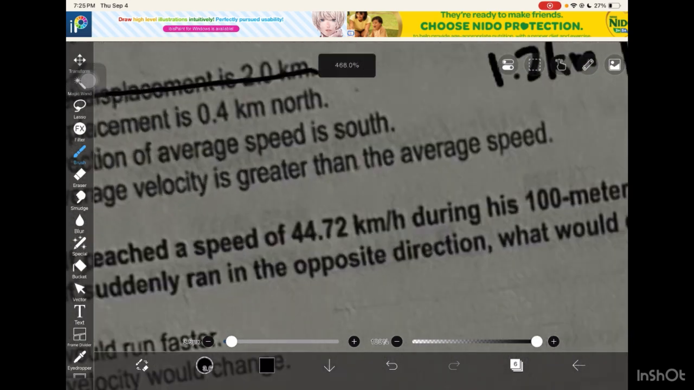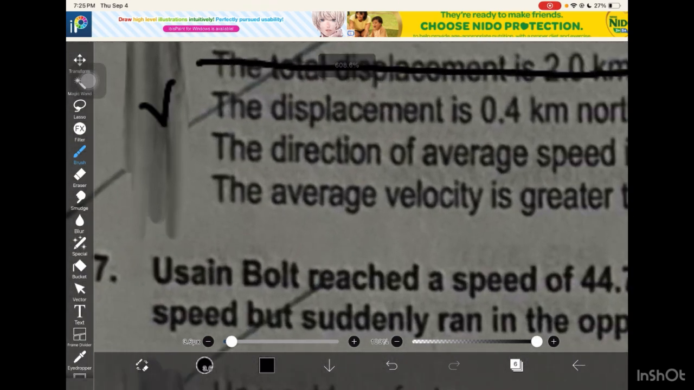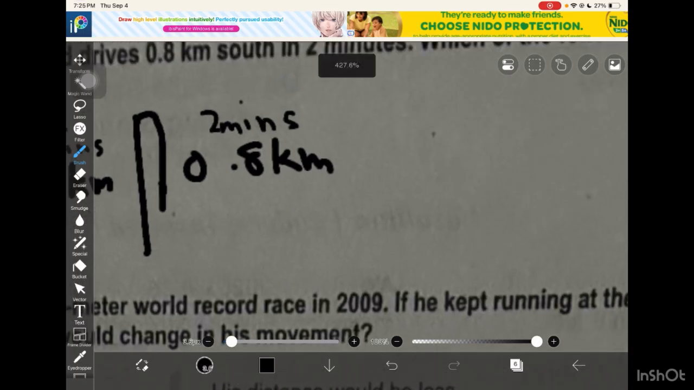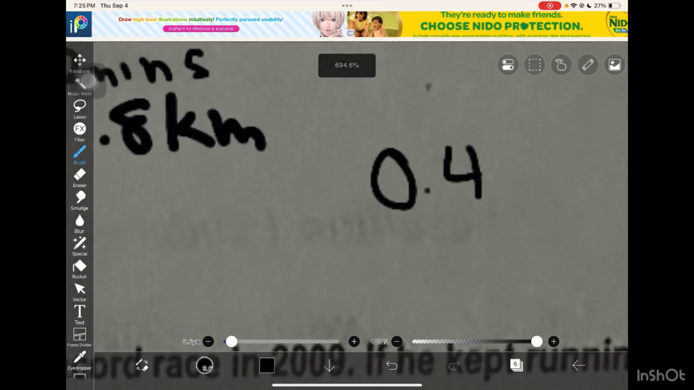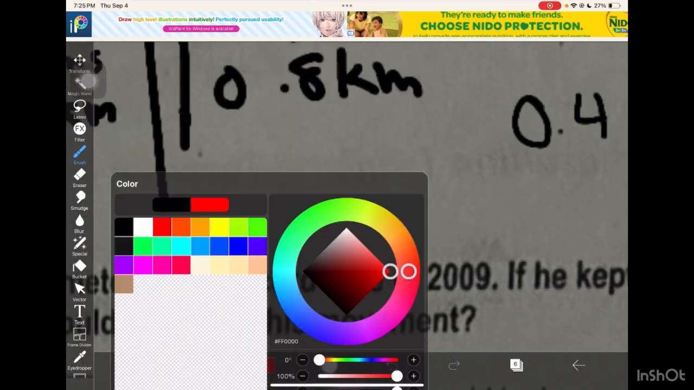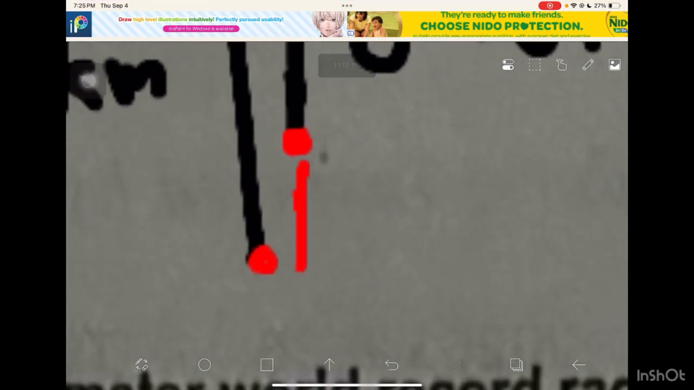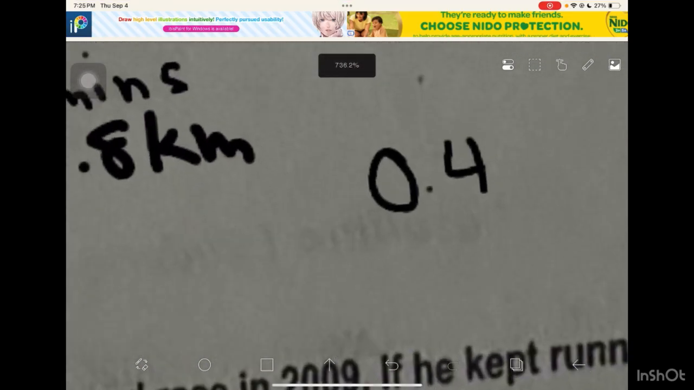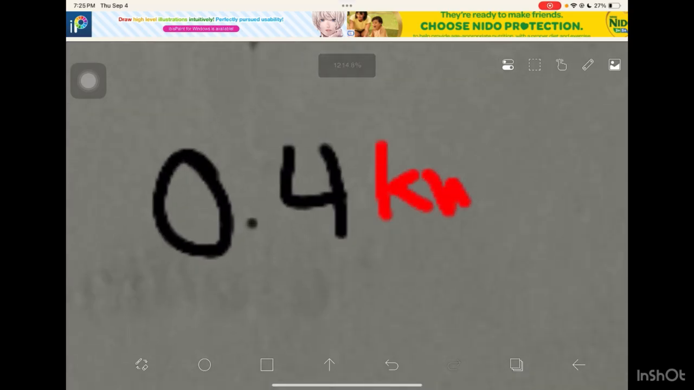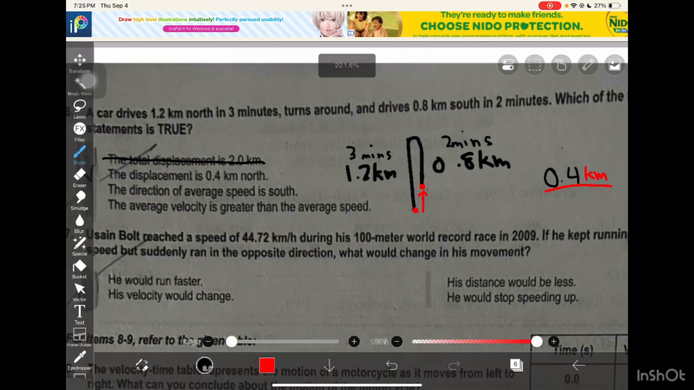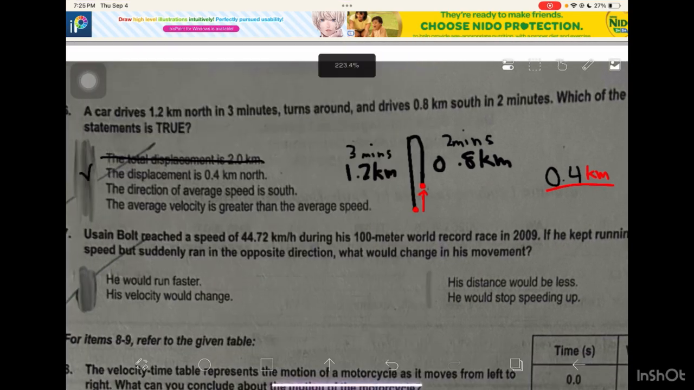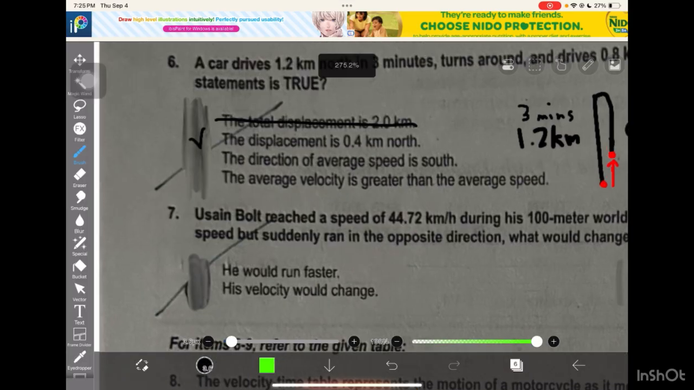This is true, and this is the correct answer because 0.4, we start here, right? We start here, and then now we're here. So we move north, and the difference is 0.4 kilometers. So let me box that in green.